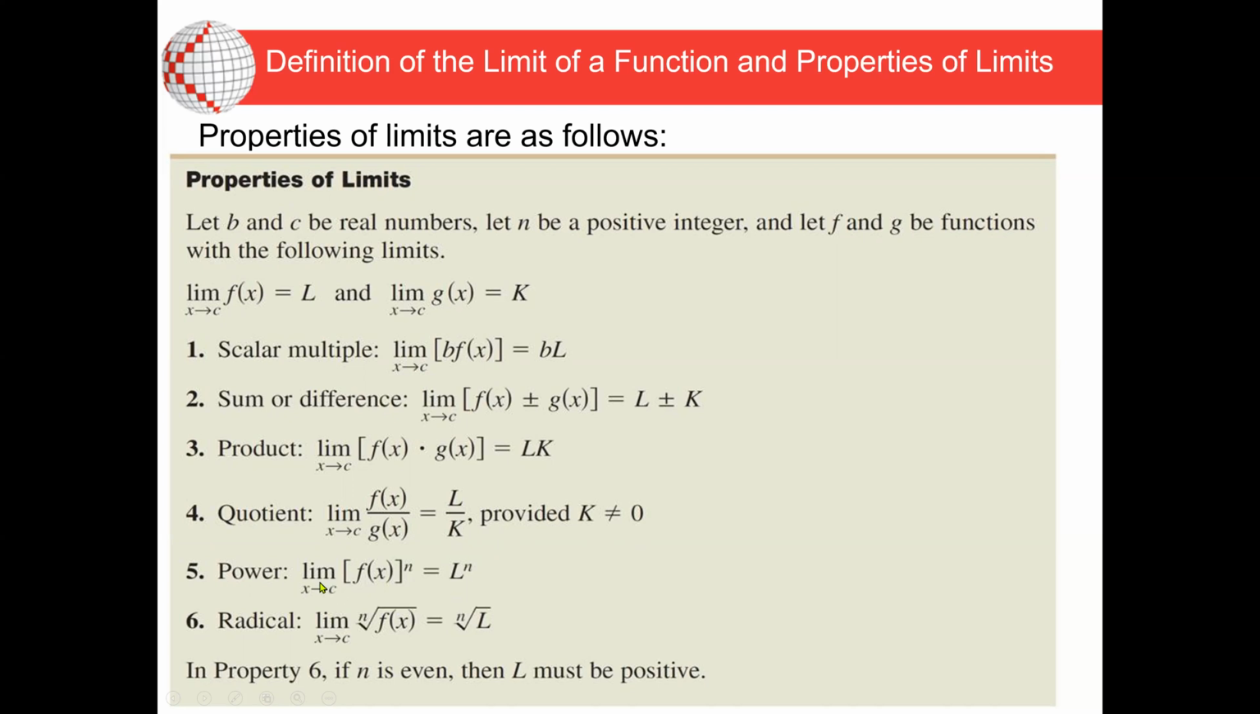Also, if we have the limit of f(x) raised to the power n as x approaches c, then the answer will be L to the power n, because the limit of f(x) is L. And also in the radical, we say the limit of the nth root of f(x) as x approaches c, the answer will be the nth root of L. So in this property, as we said, if n is even, then L must be a positive value. If it's negative, then it's undefined.